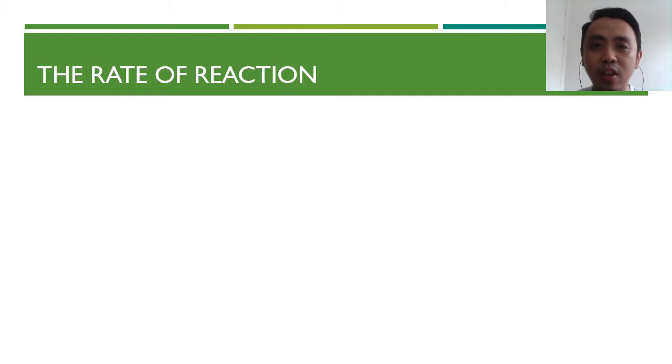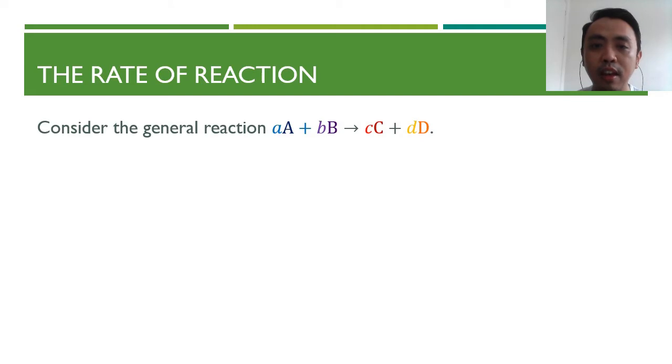Hello! In this video, we will be reviewing our module on chemical kinetics, specifically the rate of reaction. Consider first the general reaction shown on the screen. In this reaction, A and B represent the reactants, while C and D represent the products. Furthermore, the small letters a and b represent the coefficients of the reactants, while the small letters c and d represent the coefficients in the balanced chemical equation for the products.